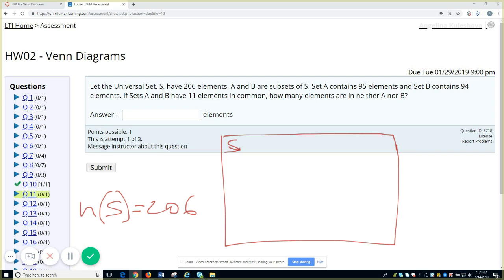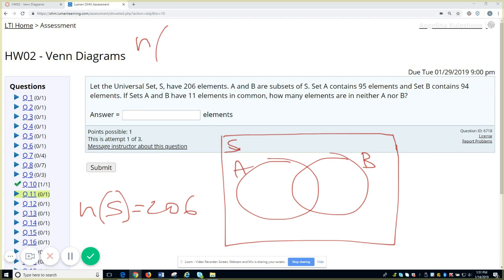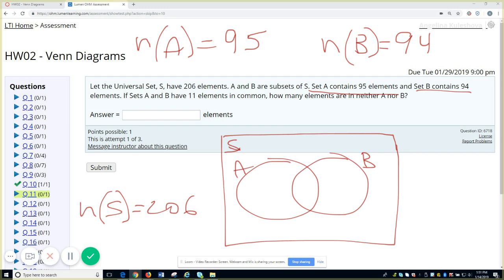Now A and B as subsets. Here we go, A, B. And the cardinality of A is 95, because set A contains 95 elements. And the cardinality of B is 94.